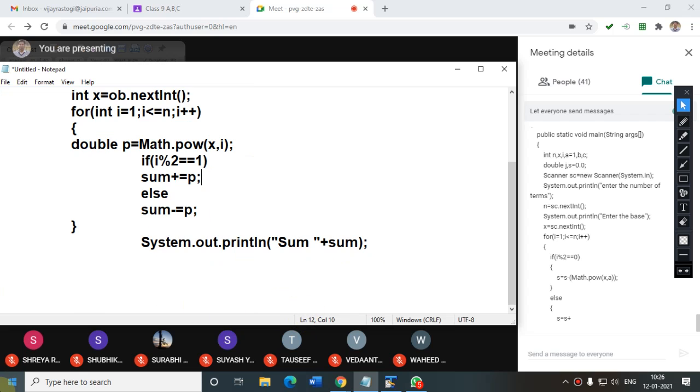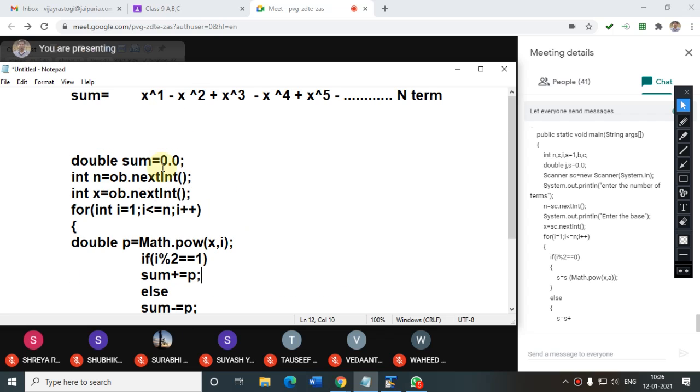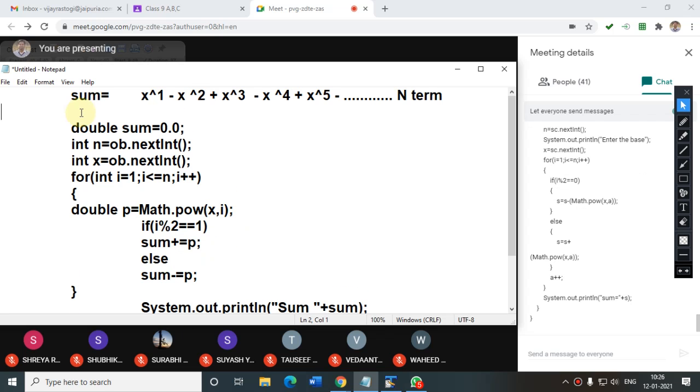Any doubt, बच्चों? No, sir. पक्का? अनुष्का बेटा?